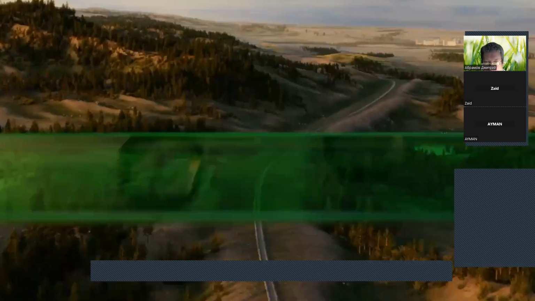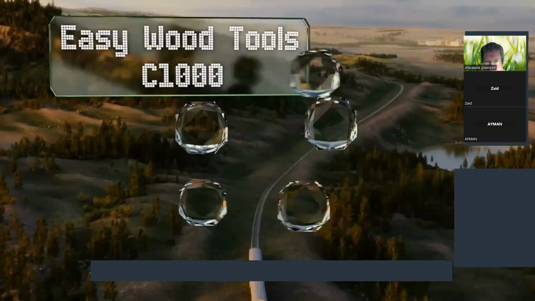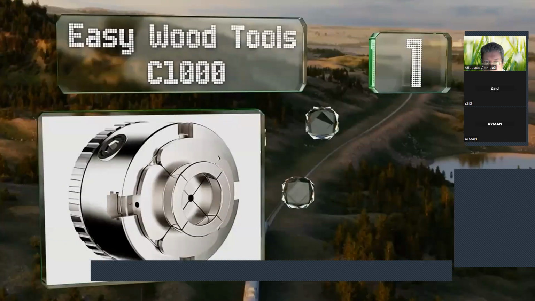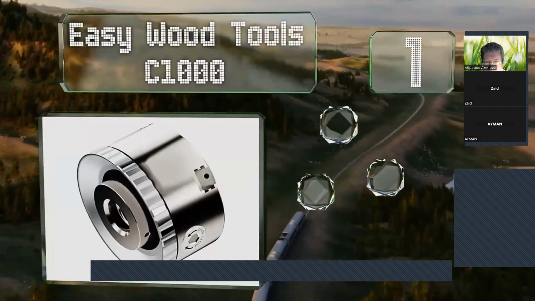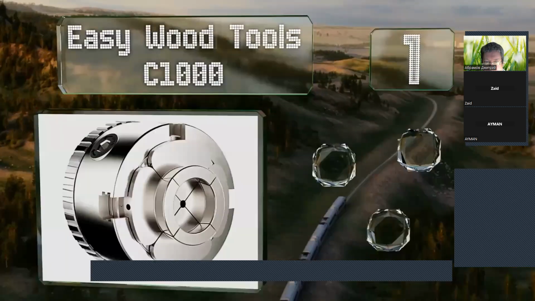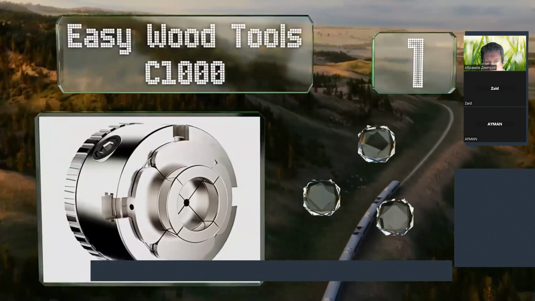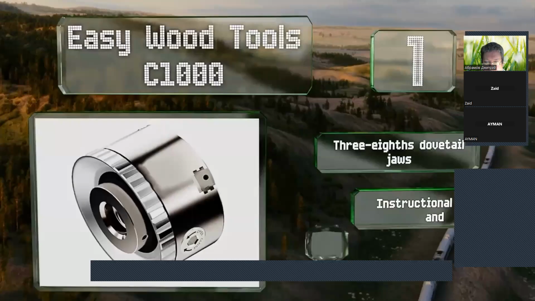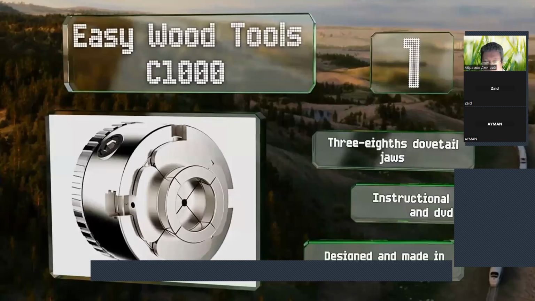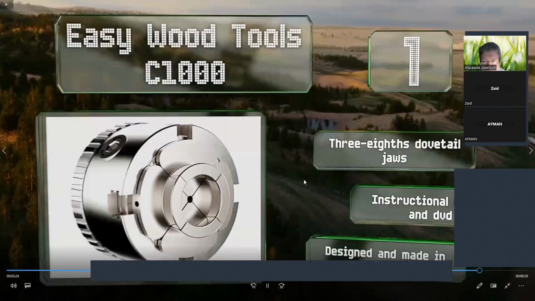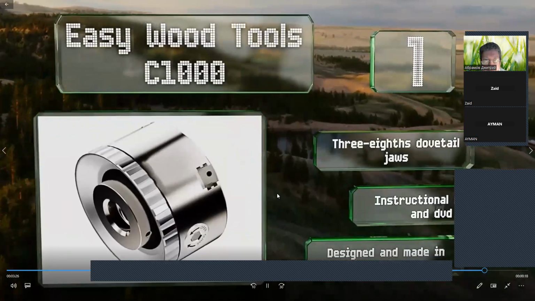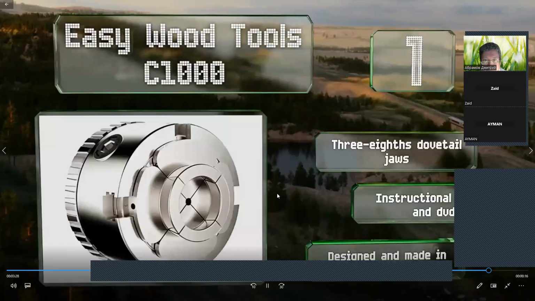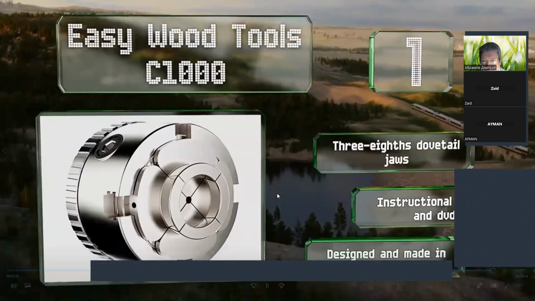And coming in at number 1 on our list, while the Easy Wood Tool C1000 is somewhat pricey, the impressive design enables you to clamp down on projects using only your fingertips and switch out sets of jaws within seconds. Its 1 3/8 of an inch tenons have a 2-inch expansion range. It comes with 3/8 dovetail jaws and an instructional manual and DVD. It's designed and made in the USA.